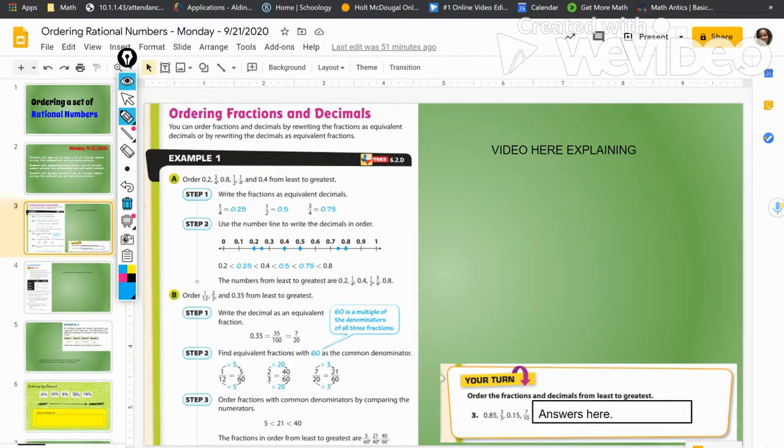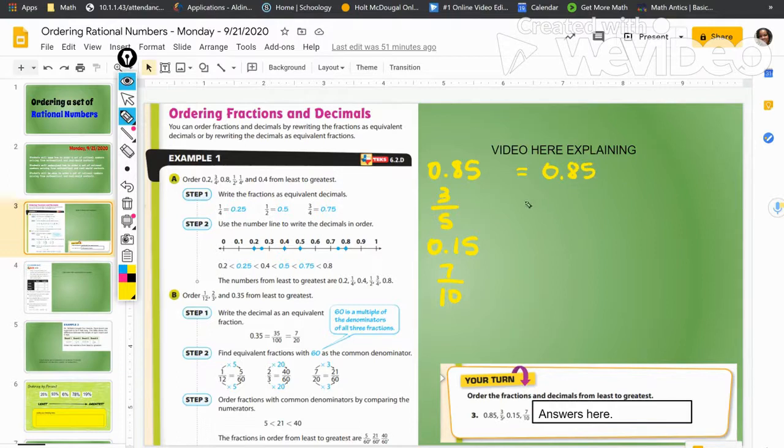Okay, so we're going to do one together. So I need to order 85 hundredths, 3/5, 15 hundredths, and 7/10 from least to greatest. So I'm going to write my decimals. I'm going to write each number as a decimal.